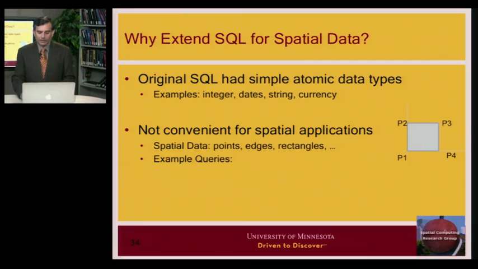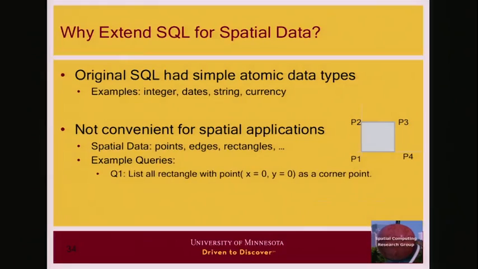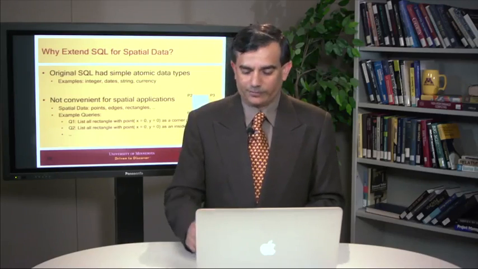We may then have queries on this workload where we may want to list all rectangles which contain a given point as a corner point or the given point as an inside point. So this is a very, very simple spatial workload. Real workloads tend to be more complex. Instead of rectangles, we may have polygons, and instead of inside, you may do many other geometric operations. But these simple examples are probably sufficient to illustrate the inconvenience imposed by old SQL.